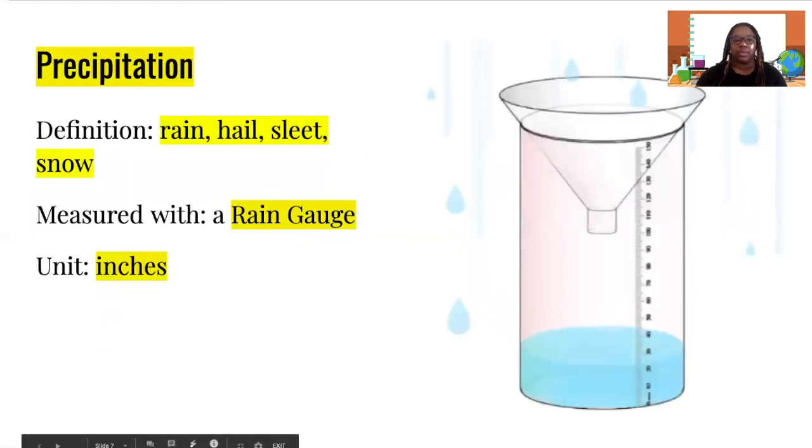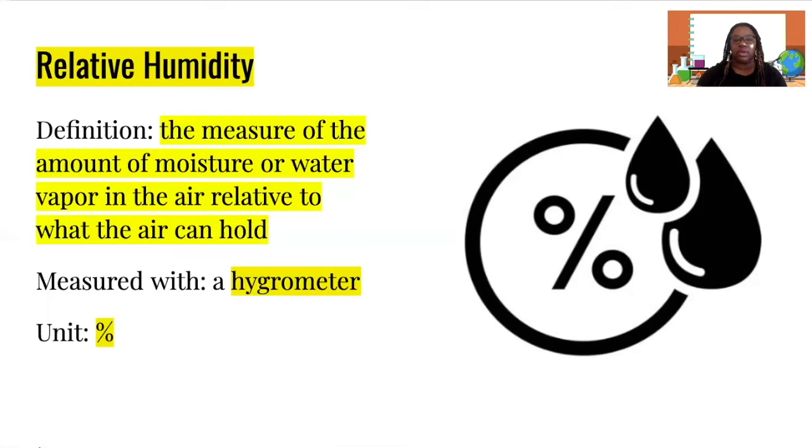All right, I feel like we skipped one. We definitely did. All right, relative humidity, right? So relative humidity is the measure of the amount of moisture or water vapor in the air relative to what it can hold, right? Measured with the same instrument, also measured in percentage. So if we're talking about how much the air can actually hold, the air can hold 100%. Once it's at 100%, it's going to rain, right? But this is just saying, relative humidity, how much is it holding versus what it can hold.